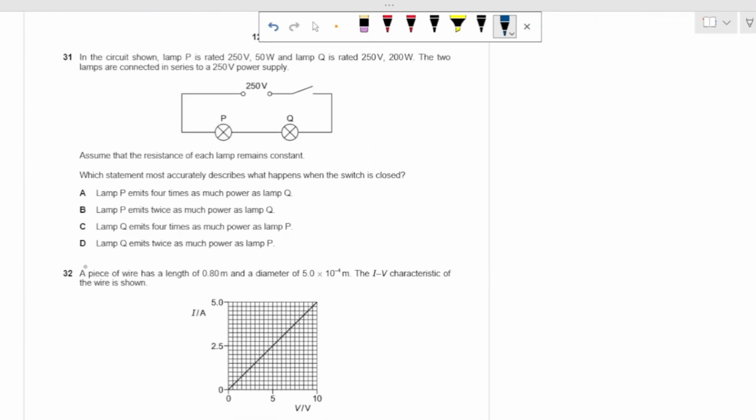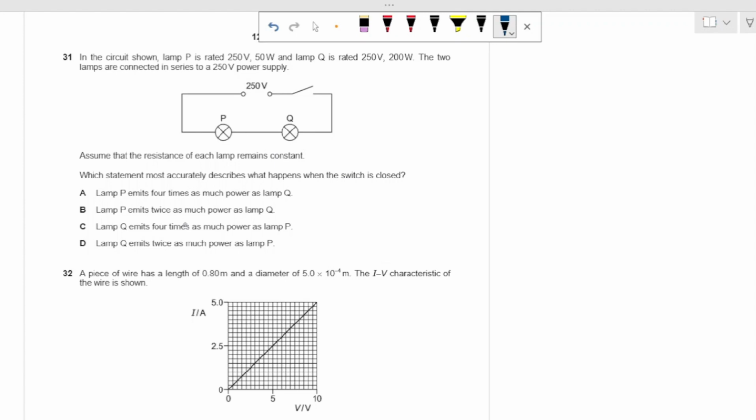Question 31. In a circuit shown, lamp P is rated 250 volts, 50 watts, and lamp Q is rated 50 volts, 200 watts. The two lamps are connected in series to a 250 volt power supply. Assume the resistance of each lamp remains constant. All right. Which statement most accurately describes what happens when the switch is closed?